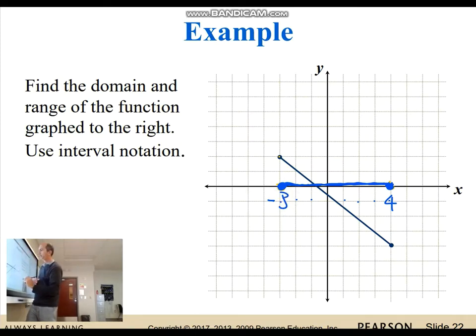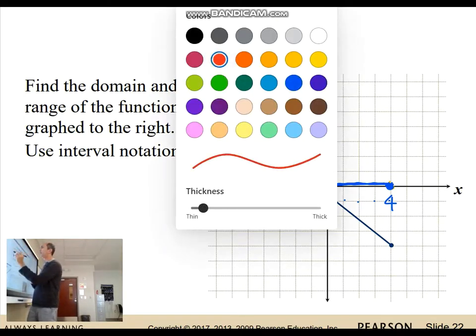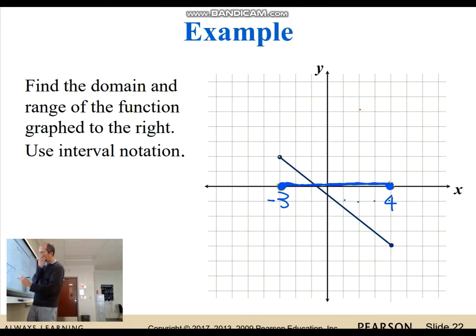What about the range? The range we will find on the y-axis. So let me get another color. Starting, the lowest point is going to be this. The highest one is this. And the range is going to be everything in between, including the endpoints. Representing using interval notation, and here is -1, -2, -3, -4, and here 1, 2.